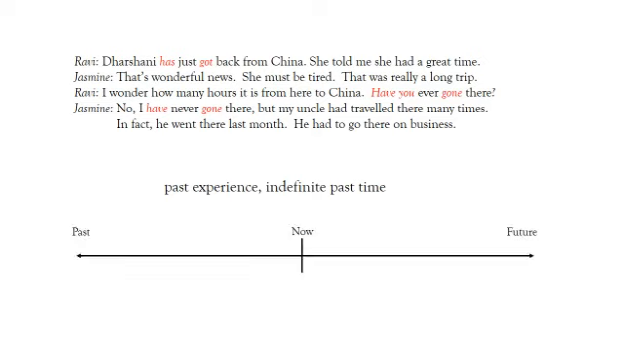On the diagram, we're talking about this circled region, which is the past time up to now. Now, when you say, have you ever gone there? And no, I have never gone there. We're talking about the past time.